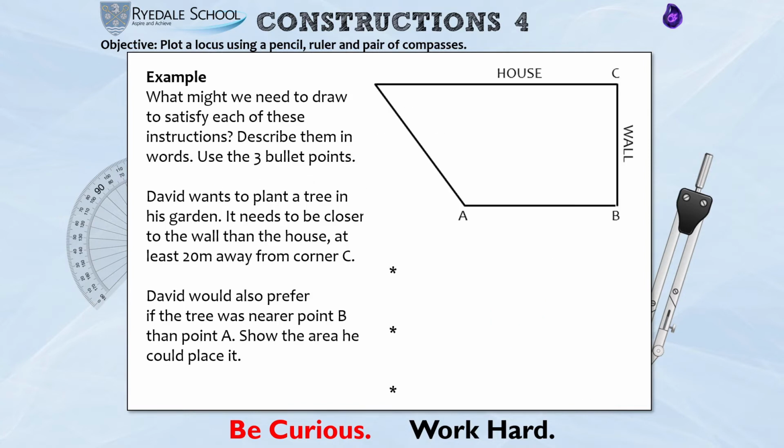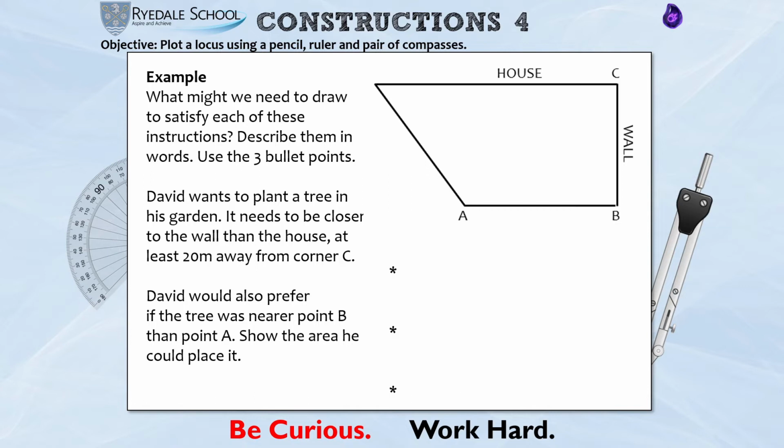So in my example, we are going to have to think about really carefully what sort of constructions we might need. Okay, and we'll try and describe each of them as a bullet point, and then we'll look about how we're going to construct each. So example, what might we need to draw to satisfy each of these instructions? Describe them in words, use the 3 bullet points. So we'll read this through and then we'll have a little bit of a think.